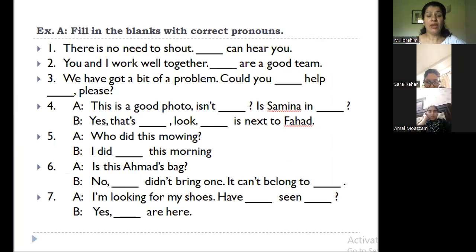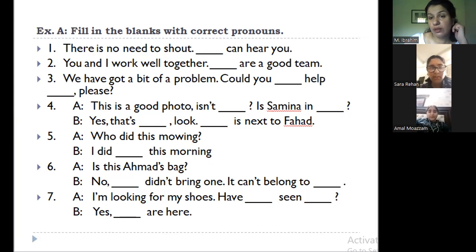Okay. Here is the first exercise. I'd like you guys to take turns and fill it in. Try to do it. It's very easy, you can do it on your own. Keep yourselves unmuted now. There is no need to shout. I can hear you. He can hear you. She can hear you. I can hear you is the most appropriate.